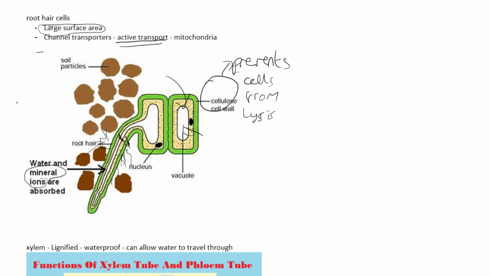If there are more ions outside than inside, that's fine, so they can just go in. However, what usually tends to be the case is there might be only a few ions outside and a lot inside the cell, so you need to use active transport. You need to use ATP, which is just the energy, and use active transport to move in that mineral ion.